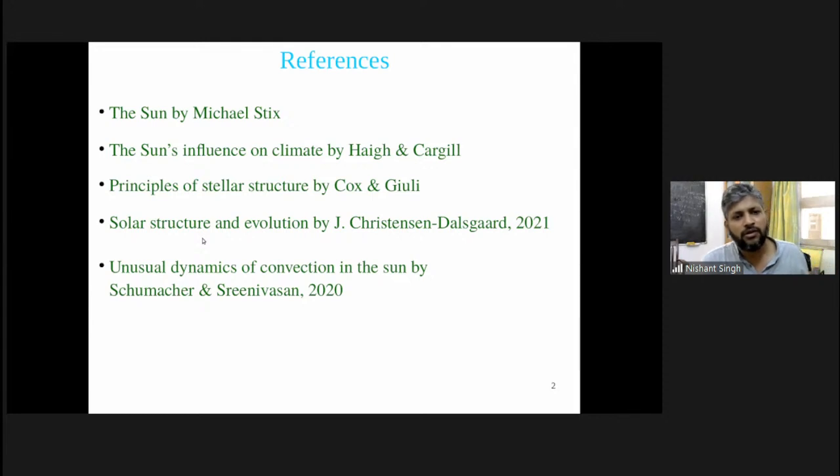More modern updates are based on helioseismology, basically the technique which allows us to look underneath the photosphere, otherwise the Sun is opaque, right? So the only way we can infer the internal structure is by way of helioseismology, and that is very well covered in this review by Christensen-Dalsgaard. Also, the whole topic of convection, which transports energy in the upper layers of the Sun, has become very controversial in recent times. For a good review of that, I can refer to Schumacher and Srinivasan, among many other references that you can find cited in these references, or look up depending on your interest.